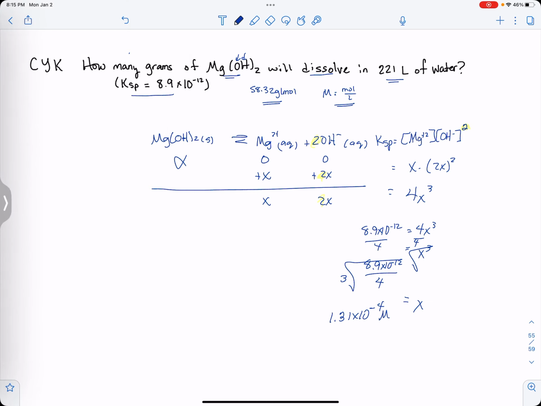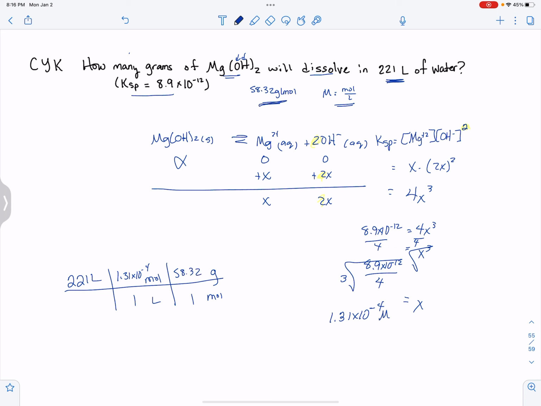So now I'm going to use this 221 liters. And I'm going to go from liters to moles because that's going to be molarity. And then I'm going to go from moles to grams. So 1.31 times 10 to the minus 4th moles in 1 liter, that's an understood 1. And then 58.32 grams in 1 mole, and that's from the periodic chart. That's that molar mass number.